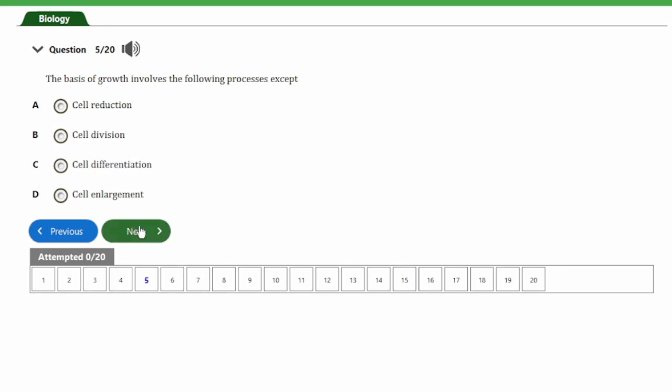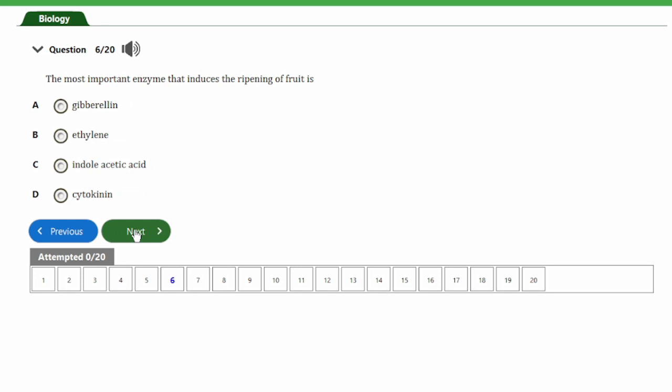So guys, let's look at the next question. That's question number 5. It says, the basis of growth involves the following processes except A, cell reduction, B, cell division, C, cell differentiation, and D, cell enlargement. Again, for this question, we know that the answer is cell reduction. Cell reduction is not involved in growth.